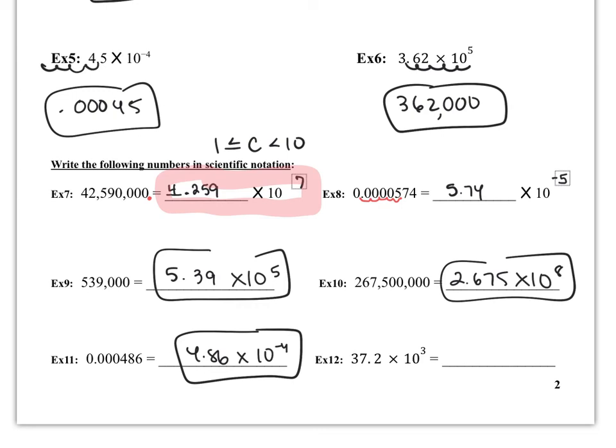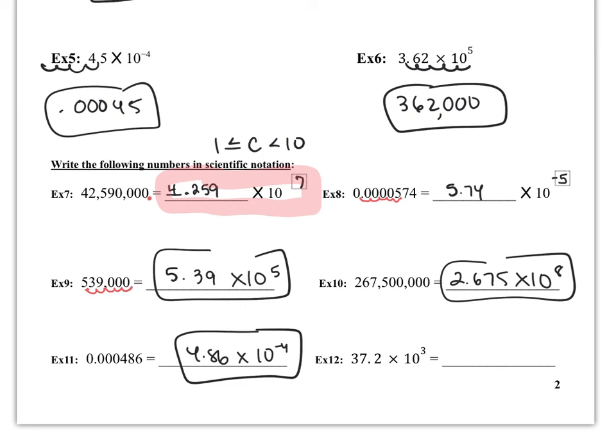So on example 9, I started with the decimal between the 5 and the 3 because that would put the C value between 1 and 10. And then my exponent should be positive since I'm going to want my reader to go to the right and 1, 2, 3, 4, 5 spaces. So my final answer is 5.39 times 10 to the 5th.